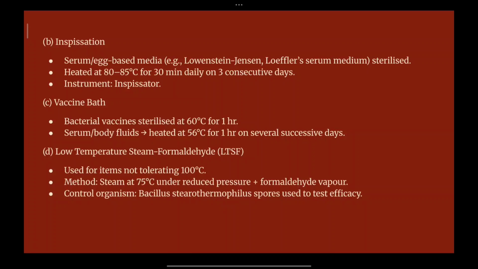Now the control organism used here to check whether the sterilization has happened: Bacillus stearothermophilus spores are added to test the efficacy of the sterilizer that is working. This Bacillus stearothermophilus is a microorganism that has the ability to grow at higher temperatures as well. At a certain temperature these spores can die. So these spores are used as a method to test whether the sterilization has happened correctly or not.